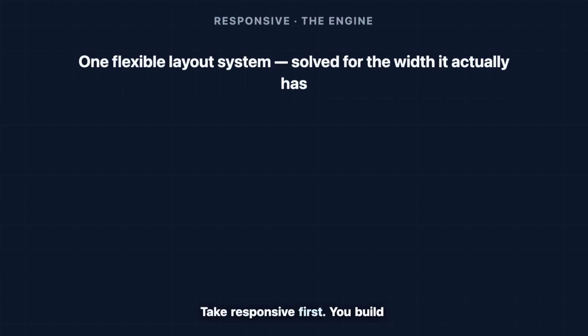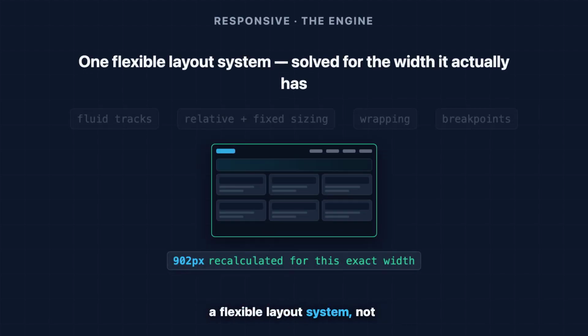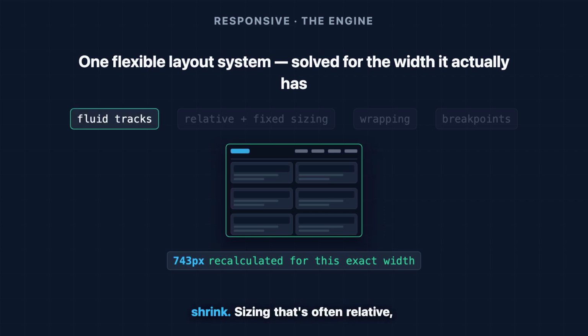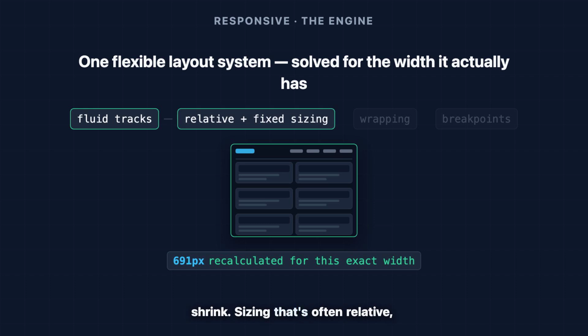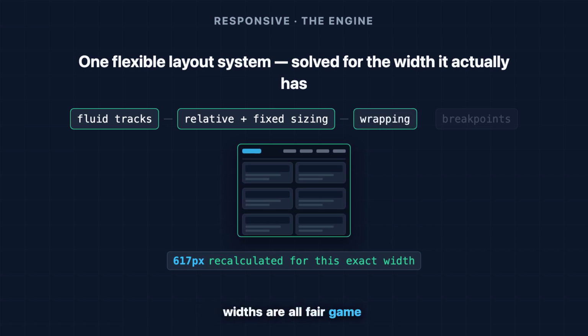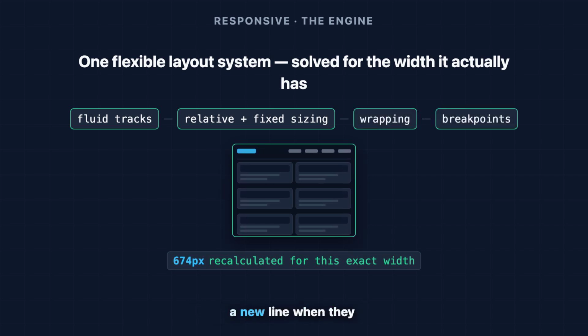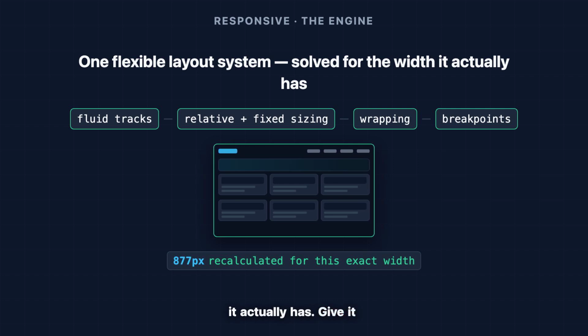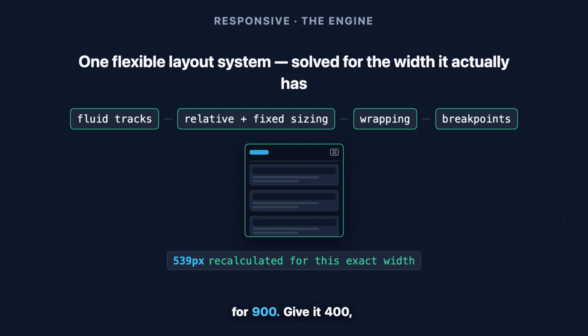Take responsive first. You build a flexible layout system, not one rigid shape, a set of rules for how things flex, tracks that grow and shrink. Sizing, that's often relative, though pixels, rems, and maximum widths are all fair game too. Elements that wrap to a new line when they run out of room. The browser takes those rules and solves them for the width it actually has. Give it 900 pixels, it lays out for 900. Give it 400, it solves again.